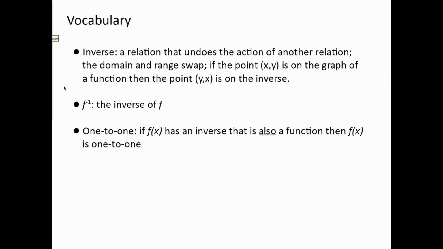Some vocabulary words you're going to need to know. Inverse. You're not going to say f negative 1, you're going to say the inverse of f. If you say f of negative 1, people are just going to look at you weird. The other way you could say this is f inverse. That's also okay, very common. And lastly, we're going to use the words one-to-one. If the function has an inverse that is also a function, then the function is one-to-one.